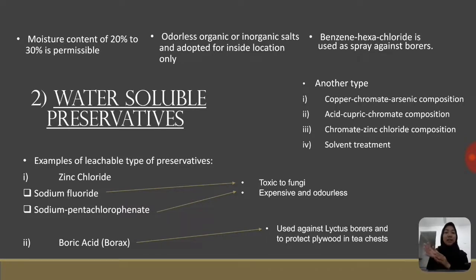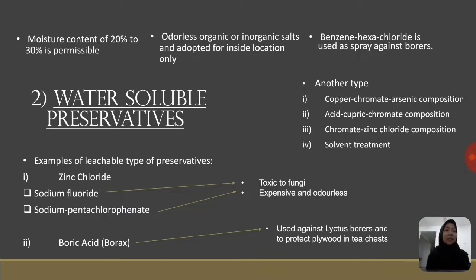The first one is zinc chloride. It is divided into two. The first one is sodium fluoride. The second one is sodium pentachlorophenate. Both of them are toxic to fungi, expensive and odorless. The second one is boric acid, also known as borax. It is used against lyctus borers and to protect plywood in tea chests.